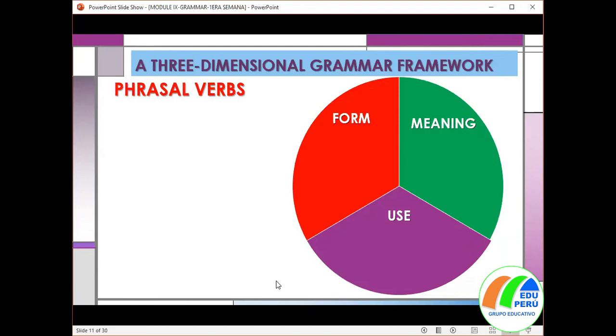Let's pass to another one, and we finish here with the examples related to these three aspects. The phrasal verbs. Professor, tell me.